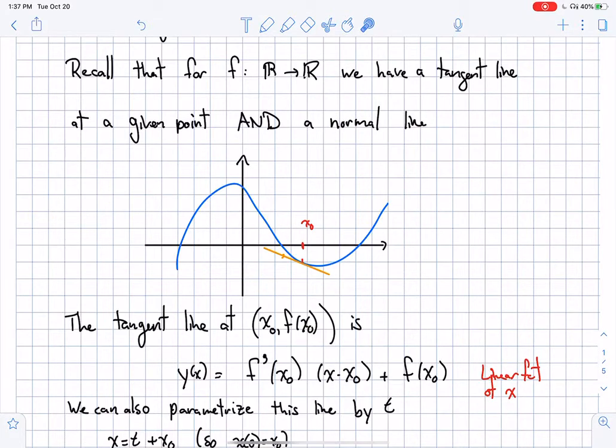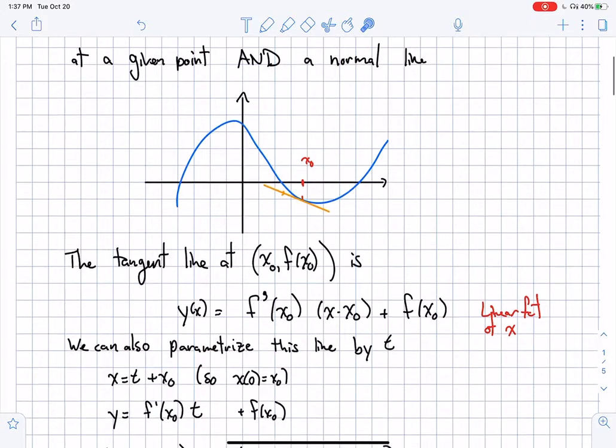So the tangent line at the point (x0, f(x0)) in the xy plane, as we know, is f'(x0) times (x minus x0) plus f(x0). So that gives me the slope. And if I want a line, y equals mx plus b, that's the b if I want the right output for the input x0. So that's a linear function of x.